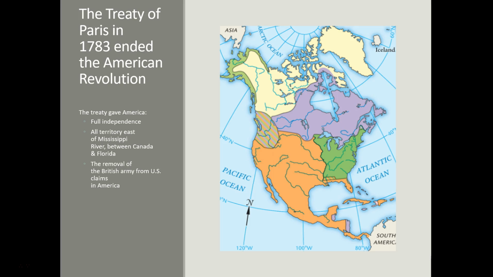And this treaty gives Americans full independence, all territory east of the Mississippi River between Canada and Florida, as well as the removal of the British Army from U.S. claims in America. So all the British soldiers now have to leave the continent in any of the territories that are considered American territory.